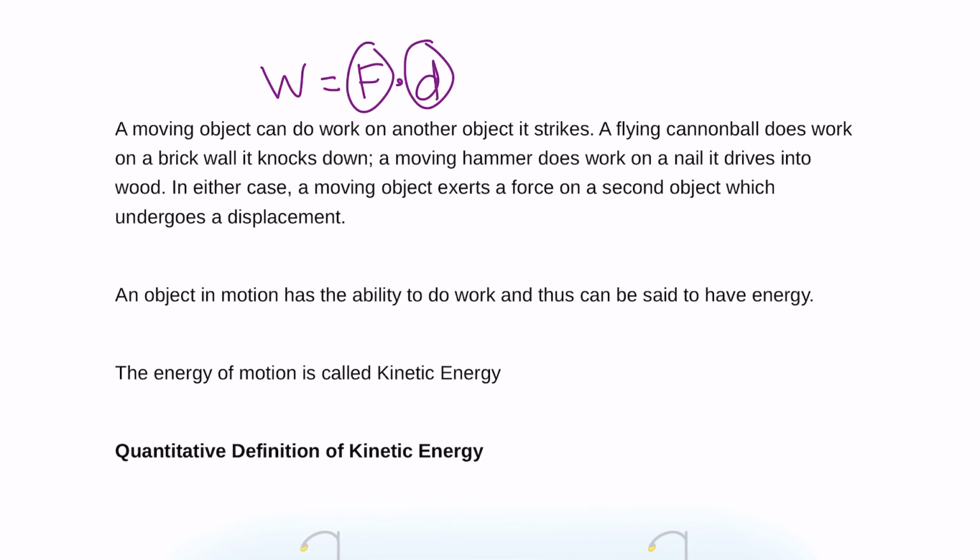So then, talking about the object that has the ability to apply force, in this case the hammer or the cannonball, we say that if it's moving, then it has the ability to apply force. And we can actually measure that energy that it has, that ability to apply force, if we have the mass of the object and the velocity of the object. So one more time, let me just run that back. An object in motion has the ability to do work, so we say that it has energy. In other words, the energy of motion is called kinetic energy.